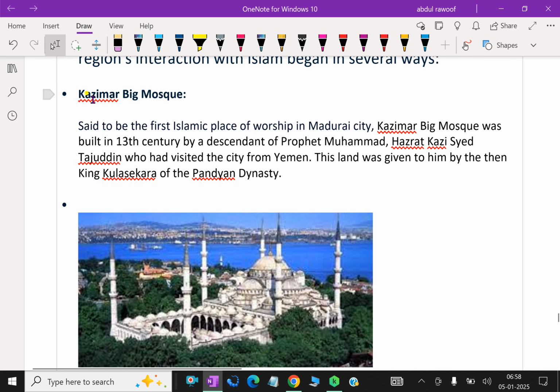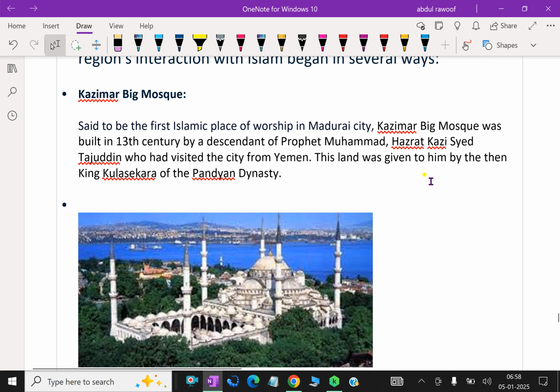For example, Kazimar Big Mosque in Madurai is said to be the first Islamic place of worship in Madurai city. Kazimar Big Mosque was built in the 13th century by a descendant of Prophet Muhammad, Hazrat Qazi Sayyid Tajuddin, who had visited the city from Yemen.